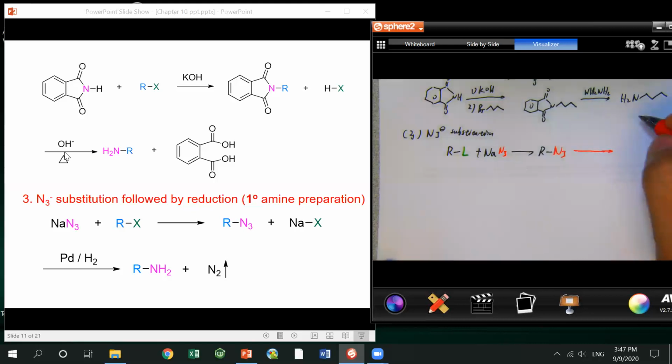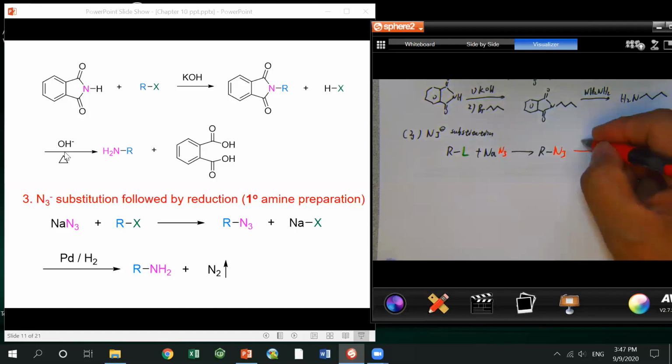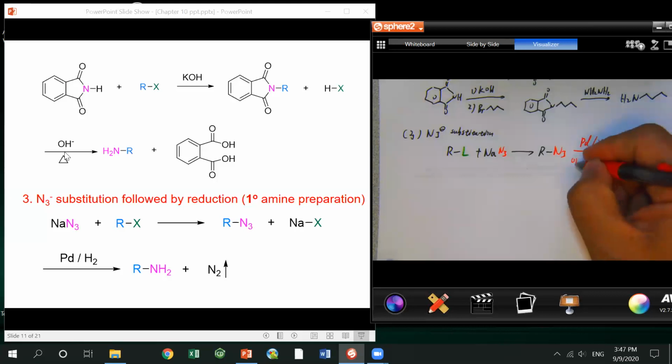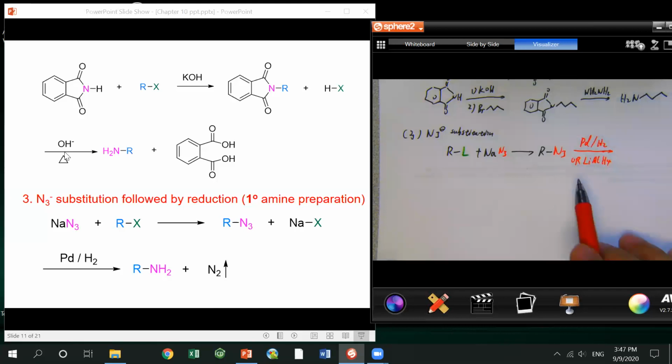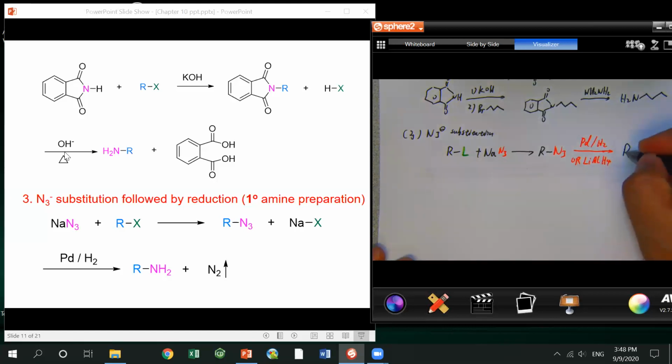So there are two conditions. One is to use palladium under hydrogen, so use some hydrogen gas. Or use lithium aluminum hydride, LiAlH4, which is a very good reducing reagent. And once you use either reagent, you get the primary amine.